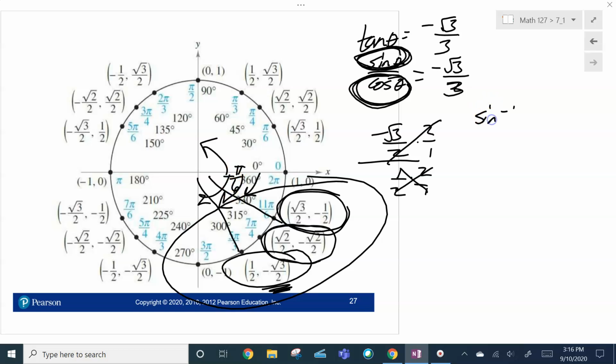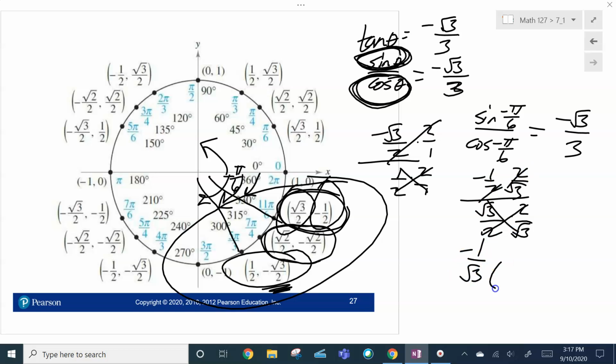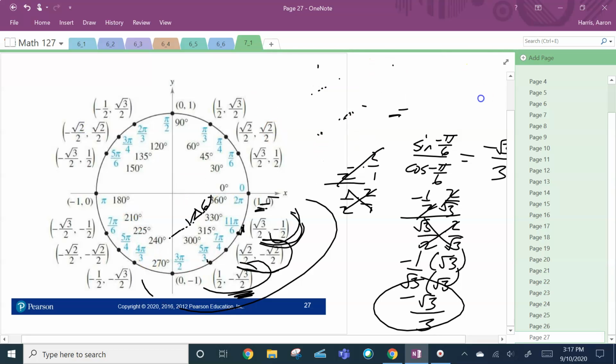So I know the sine of negative pi 6 over the cosine of negative pi 6. This will simplify. So sine of negative pi 6, that's the 1/2. Cosine of negative pi 6, that's the root 3 over 2. Simplify that. I got negative 1 over root 3. In other words, negative root 3 over 3. There it is. So it is negative pi 6 on that. Negative pi 6.